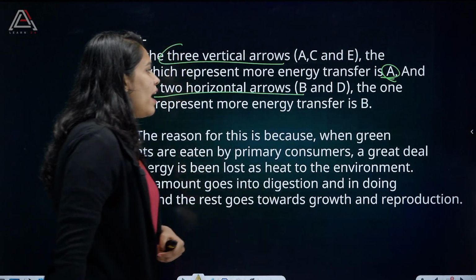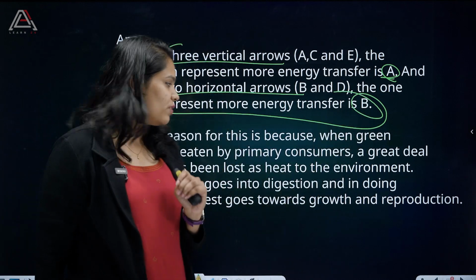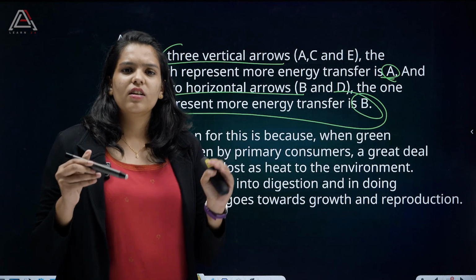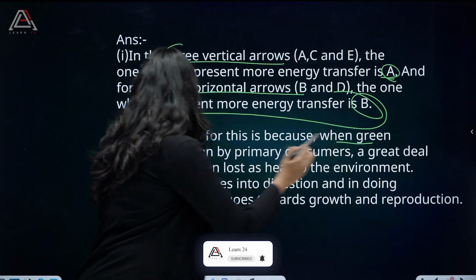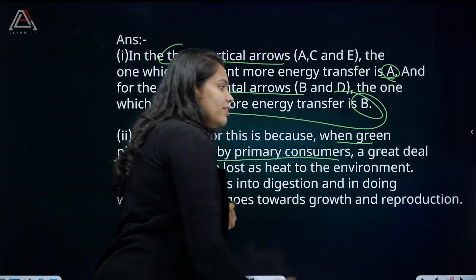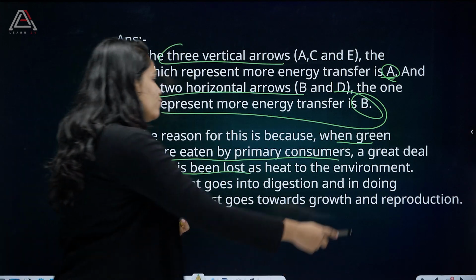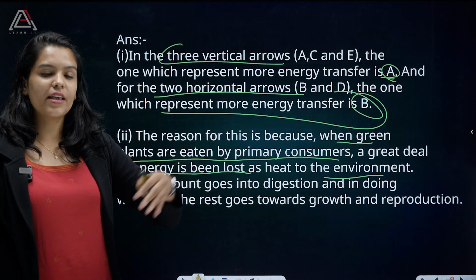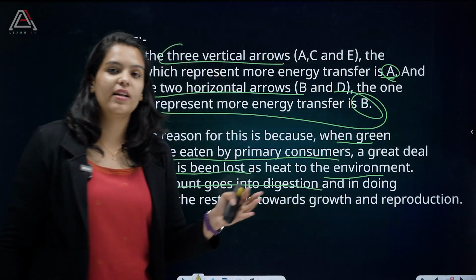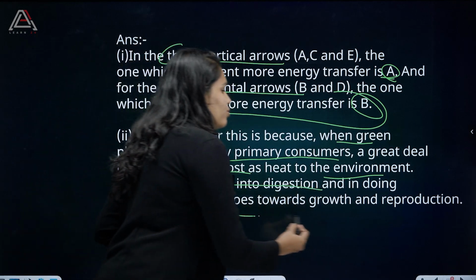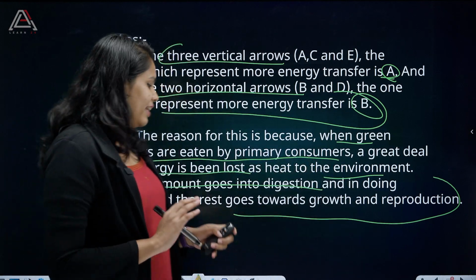And of the horizontal arrows, which one represents the total? B is the one with higher energy transfer, right? Now the second part of the question, in the second point, is to explain the reason. The reason is that when green plants are eaten by primary consumers, a great deal of energy is lost as heat to the environment. That is, a high amount of energy is lost there, and the same amount goes into digestion and doing work, or into growth and reproduction. That is the next level, that is how the energy is transferred. So, clear with the answer?